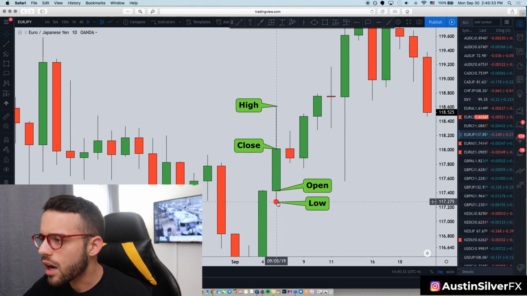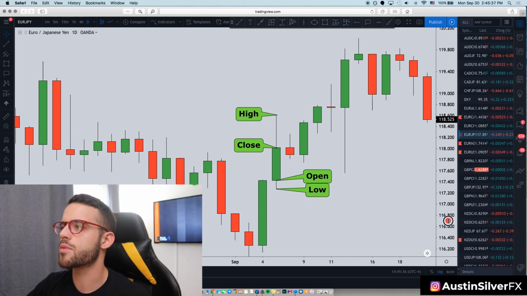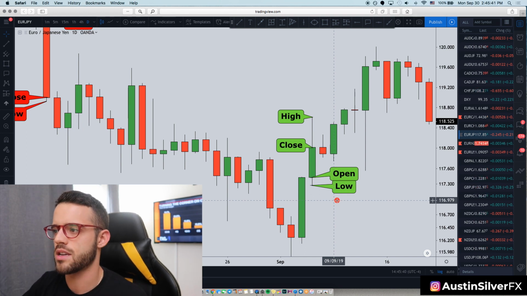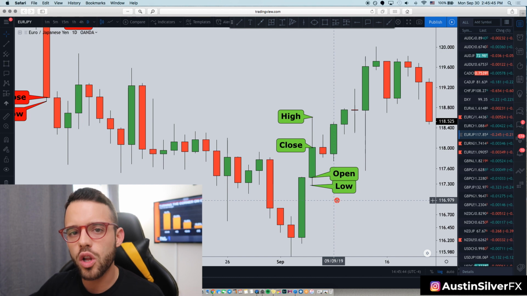So because we're trading Forex, those of you that have been in the market for a long time know there are very rarely gaps. The reason for that is because the market doesn't close every day.